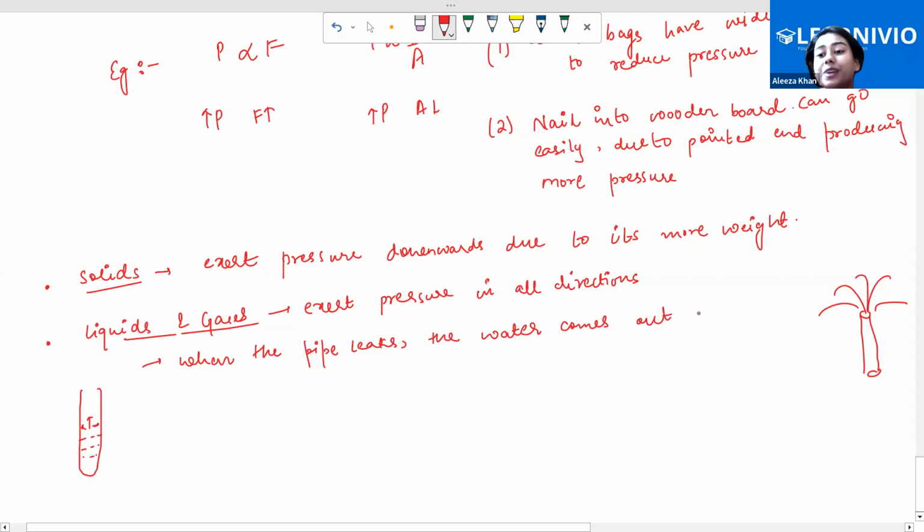After that it will go down due to gravity. But how is it applying the pressure in all the directions while coming from the pipe? Although it is going down onto the ground, it is in all the directions. Okay.